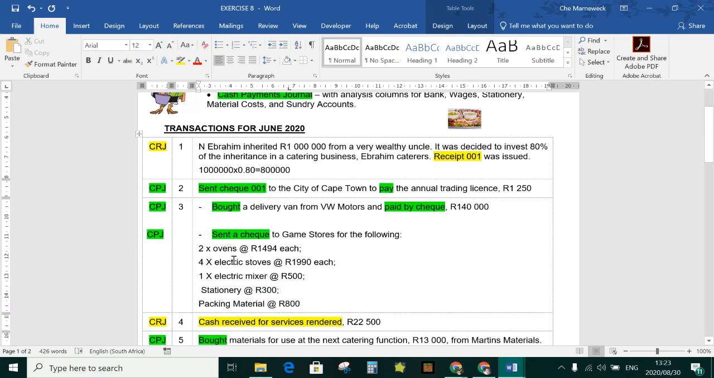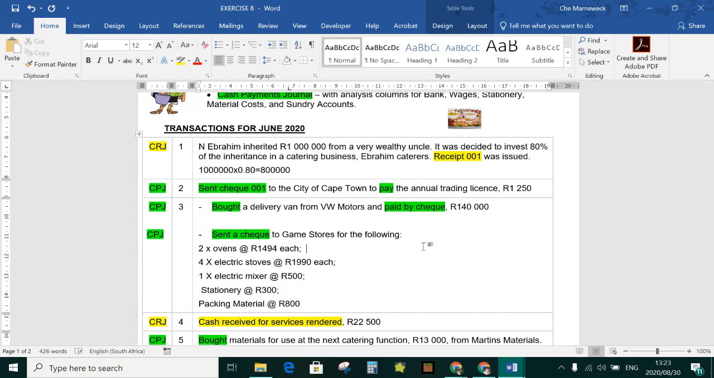Now, any kind of furniture or appliance in accounting is called equipment. So we're buying a whole lot of equipment here. We're buying stationery and packing material. Once again, when you go to a shop and you buy things, you don't pay for each separate item individually. They would add it up to tell you what the total amount that you owe is.